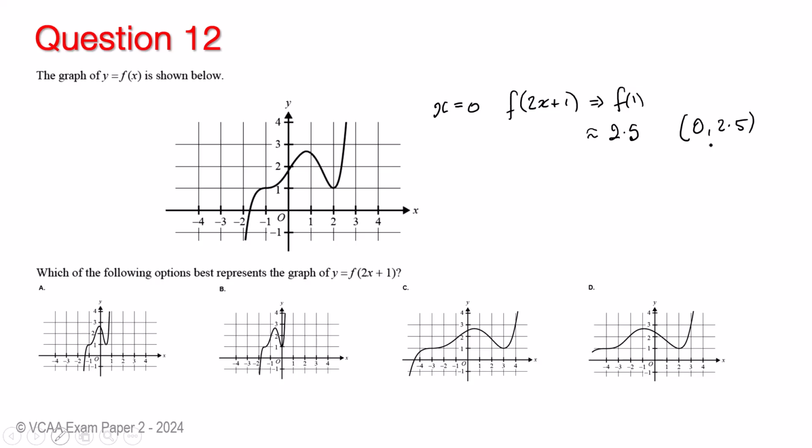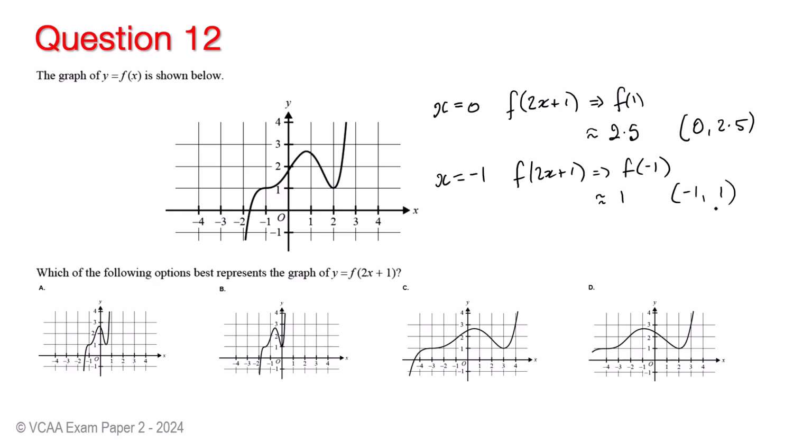Let's try another point, say x equals negative 1. Our transform function, f of 2x plus 1, needs us to evaluate f of negative 1, which we can look back at the original function and see that f of negative 1 equals 1. So f of 2x plus 1 must now pass through the point negative 1, 1, which leaves us with graph A as the only option.